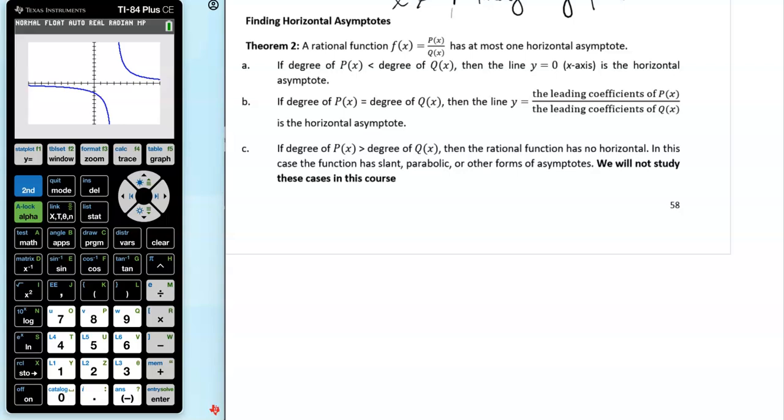And the third thing that could happen is that the degree of the numerator is larger than the degree of the denominator, and we do not have horizontal asymptotes when that happens. And we're not going to discuss these cases. So, moving on to some numerical examples.